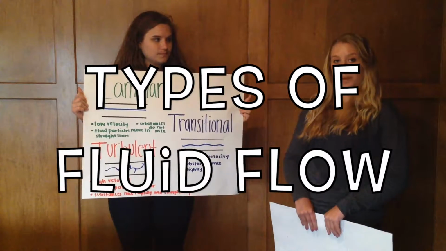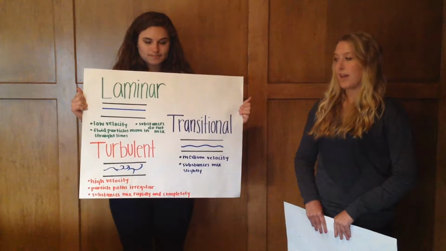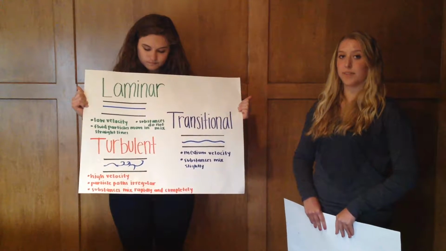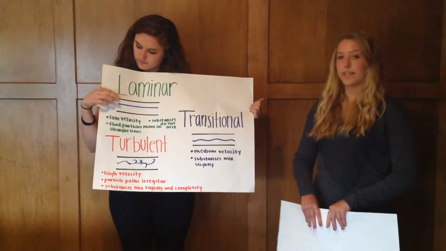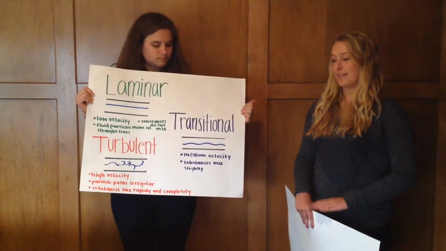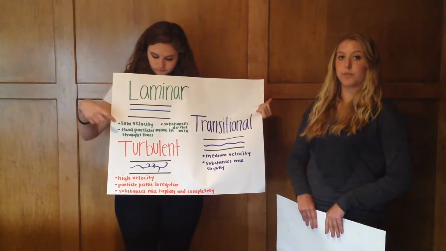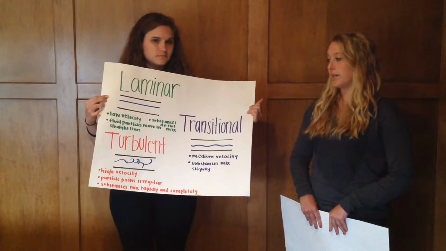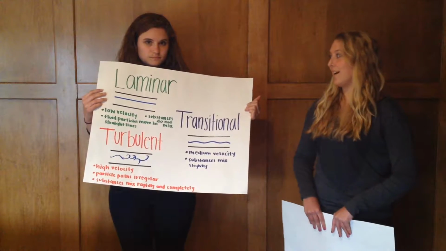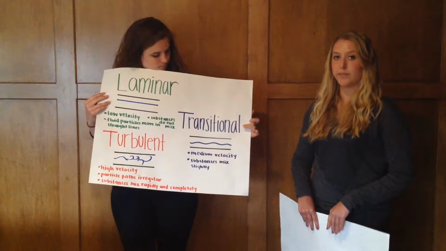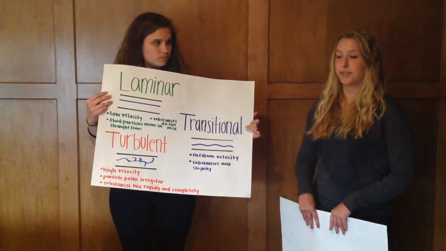Fluids flow in 3 different ways. The first way is laminar, and that's characterized by a low velocity, and the particles move in straight lines, and the substances do not mix, as you can see in that picture. The second flow is turbulent. It has a high velocity, and the particle movements are irregular, and the substances mix rapidly and completely. And turbulent flow is the most common flow, and it's the one you'll see in real life. The third one is transitional, and it has medium velocity, and the substances mix slightly, and it's just a combination of laminar and turbulent flow.